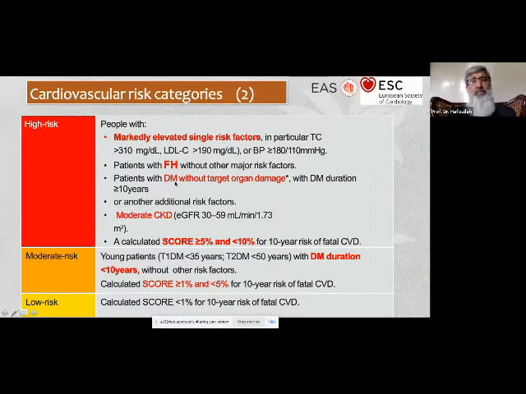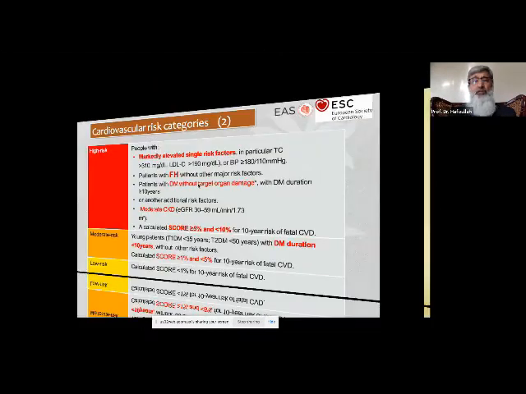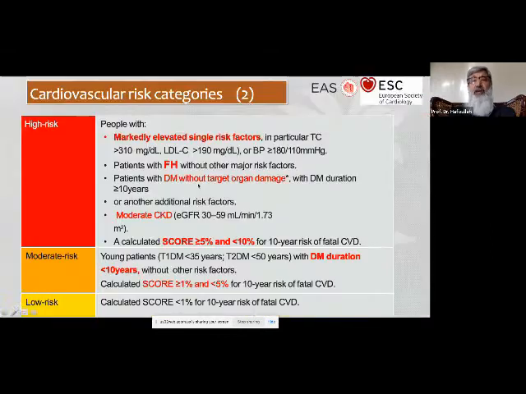Those who have diabetes but without target organ damage go into high risk, and with target organ damage they go into very high risk. And diabetes duration more than 10 years. If it's more than 20 years, they go into very high risk, or those with additional risk factors. Those who have moderate CKD, which means if their GFR is between 30 and 60, and those who have a SCORE risk estimation between 5 and 10. So above 10 is very high risk.